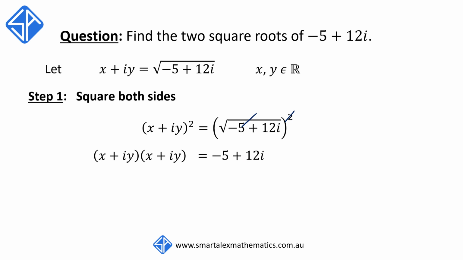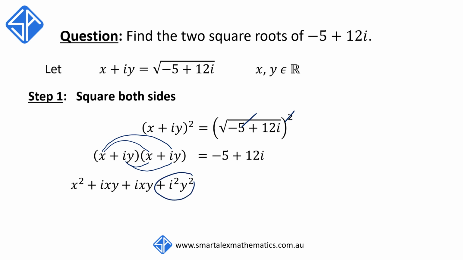Next, we're going to expand the left-hand side. So we have x times x, which gives us x squared, x times iy, which will give us plus ixy, plus iy times x will also give us another plus ixy, and iy times iy will give us plus i squared y squared. And remember, i squared is equal to -1, so this term will be equal to -y squared. On the right-hand side, we still have -5 plus 12i.